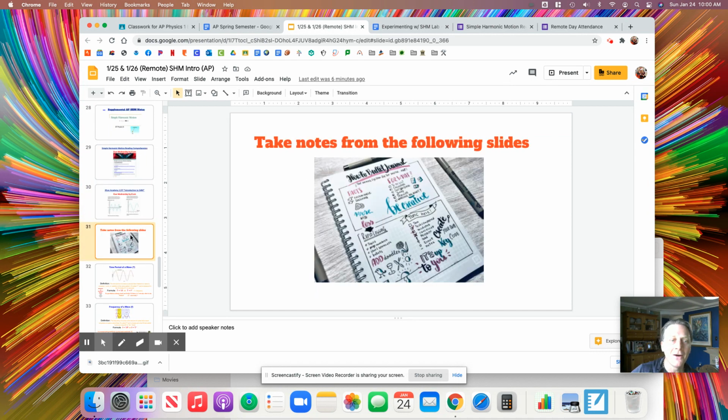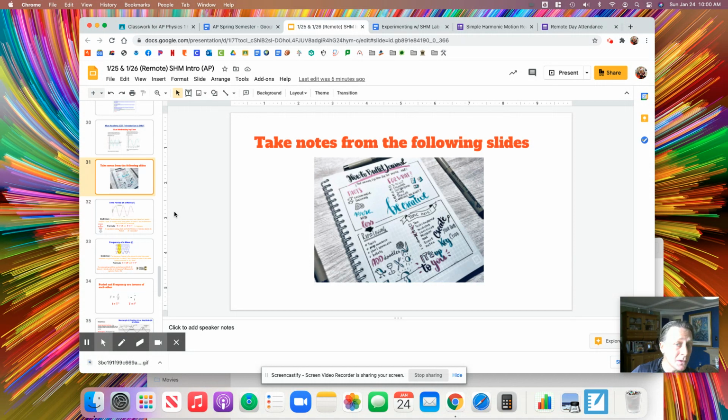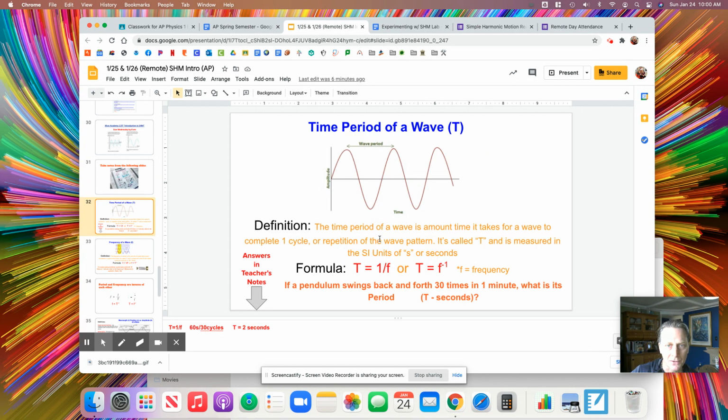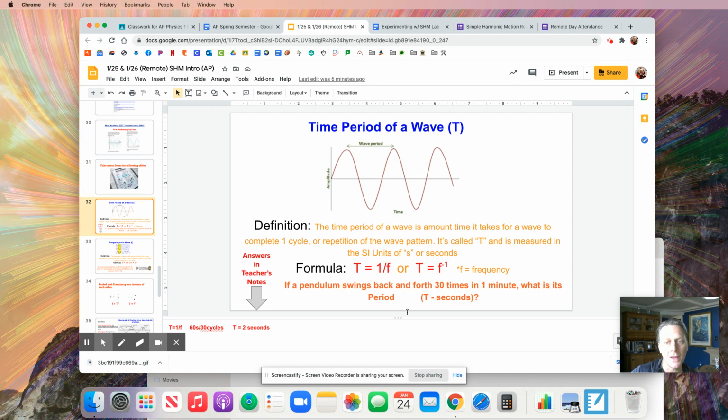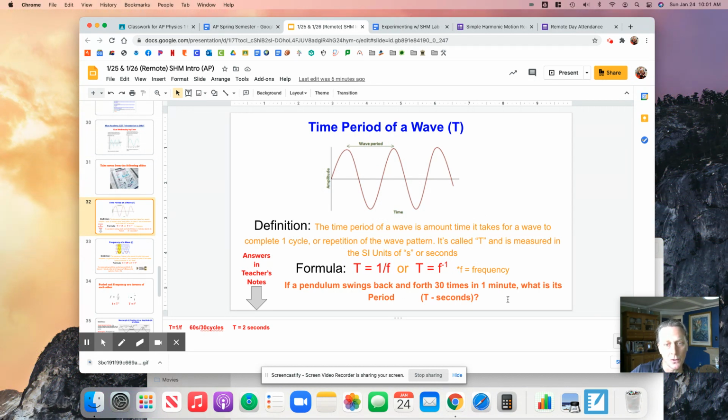All right, now the next couple slides have some notes, and some of these are actually a repeat of notes that we did with circular motion, so some of this may look familiar, but you're going to want to take some notes in your journal about this. Now, notice the first one here is the time period of a wave. I've given you the formula and asked you a question. There's a definition here too, and then down in the teacher notes, I answered the question for you also. Okay, so keep that in mind. That's for the period of a wave.